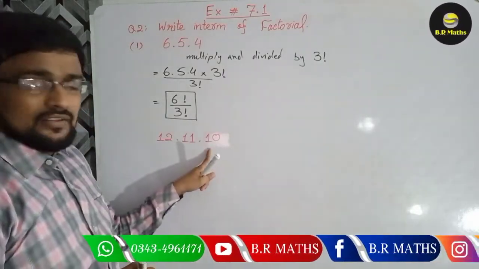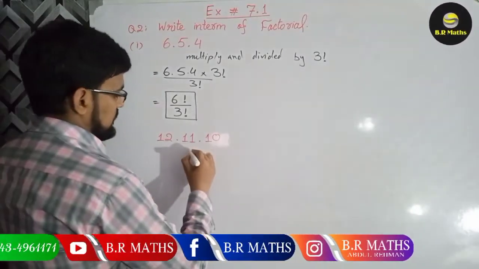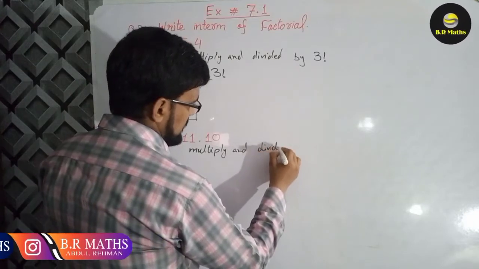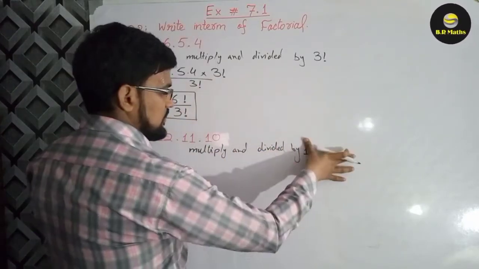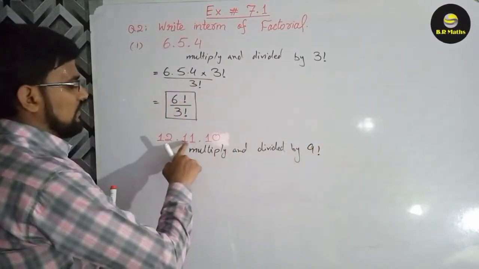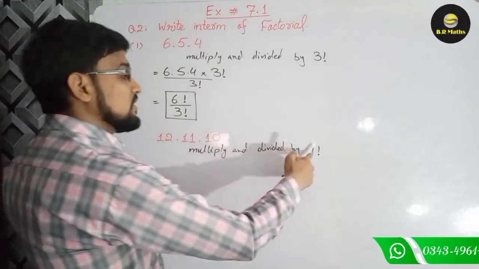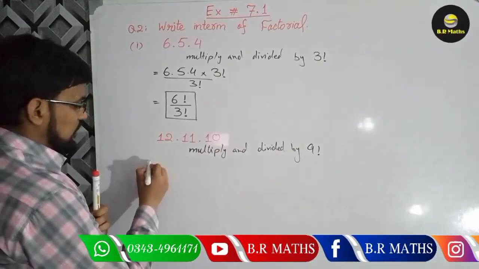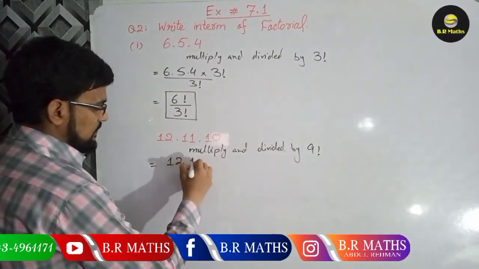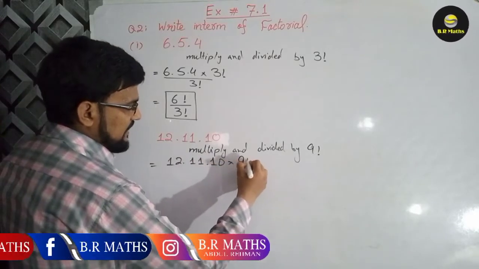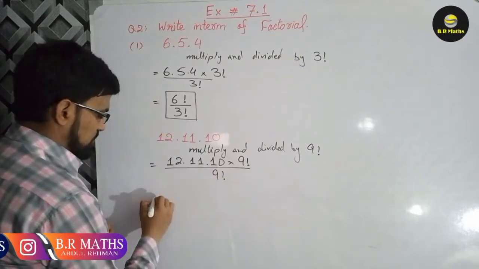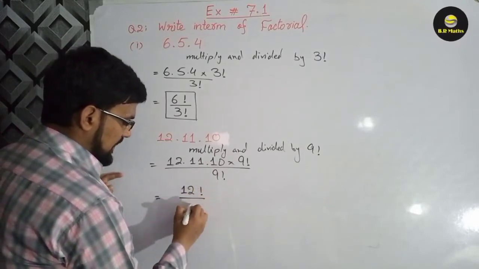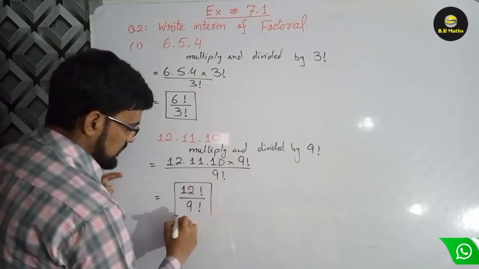So 1 less than 10 is 9. So multiply and divide by 9 factorial. Okay, 12, 11, 10 and the next is 9. So 9 factorial, because 9, 8, 7, 6, 5, 4, 3, 2, 1, in short form is 9 factorial. 12, 11, 10 multiplied by 9 factorial and divided by 9 factorial. And then the final result will be 12 factorial divided by 9 factorial. So this is a very simple question.